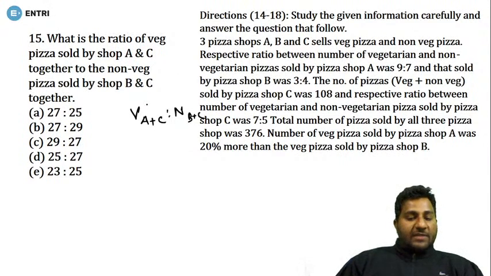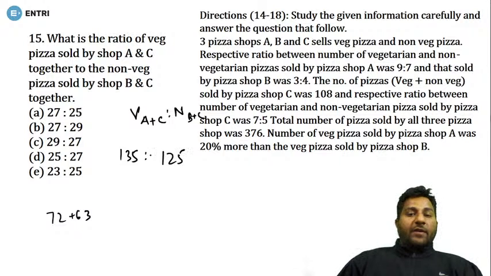Look, veg pizza of A and C: 8 nines are 72, and 72 and 63 will be 135. And non-veg pizza of B and C: 80 and 45, 125. So clearly 5, 2, 7 and 25. Very good.